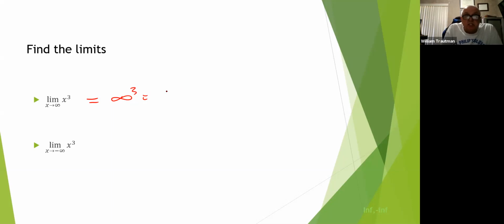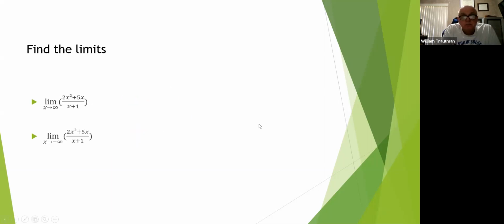Infinity times infinity times infinity is just infinity. Same way with negative infinity to the third. The negative sign holds true, so it's negative infinity. We have a couple more limits to do.